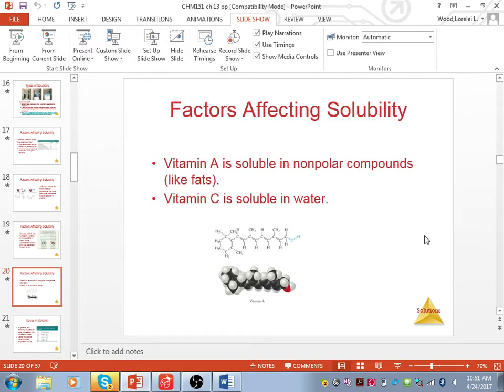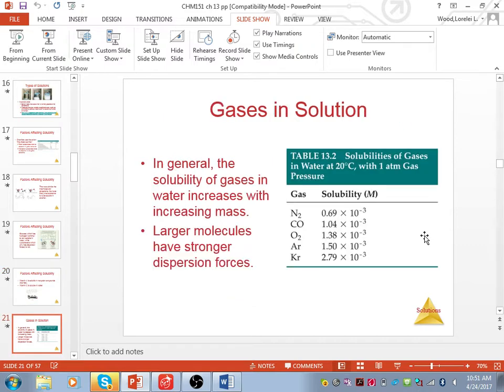Vitamin A is non-polar, but you could dissolve vitamin A in oil or fat. And then now we get to this idea of gases in solution, right? Gases in solution is a different type of homogeneous mixture. And the type of gas will influence the solubility of the gas.